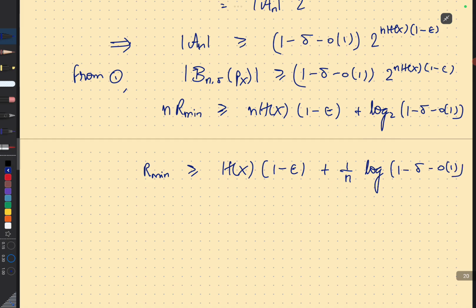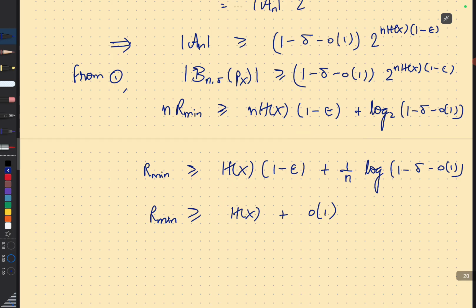little o of 1). All right, and this epsilon was something that's arbitrary, right? I just chose it to define the epsilon typical set. And this whole line of reasoning works for every epsilon greater than 0. Therefore, the minimum rate must be greater than or equal to the entropy plus something that is vanishing as n tends to infinity.